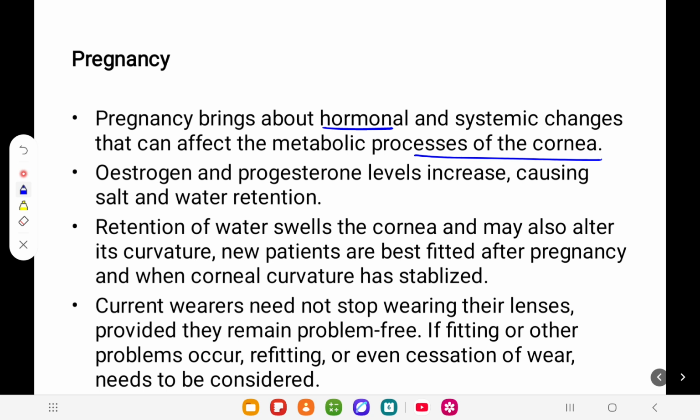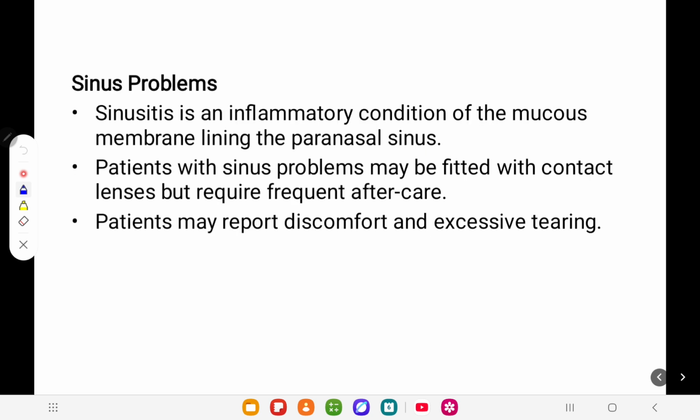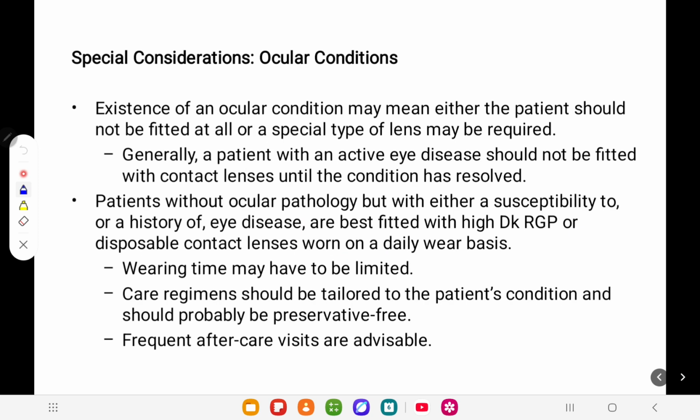Current wearers may need to stop wearing their lenses and be reviewed if fitting or other problems occur. Refitting or even cessation will need to be considered. So in case of pregnancy, sometimes you have to cease the contact lens of the mother. Now, sinus problem: sinusitis is an inflammatory condition of the mucous membrane lining the paranasal sinuses. A patient with a sinus problem may be fitted with contact lens but requires frequent aftercare, because the patient may report discomfort and excessive tearing. That's always there. That's why a sinus problem patient needs caution and frequent aftercare.